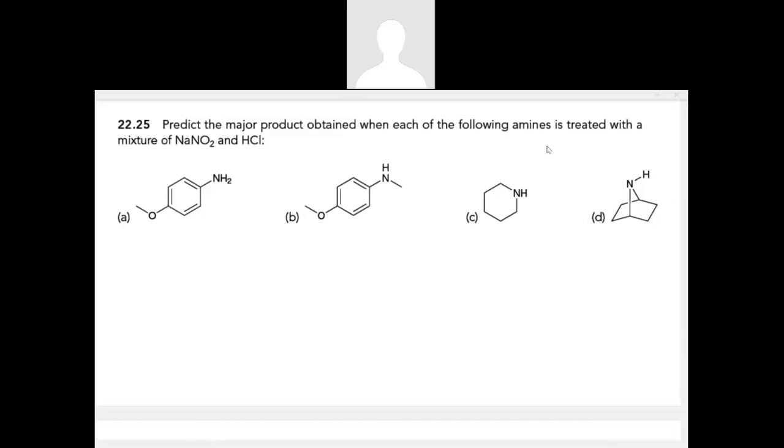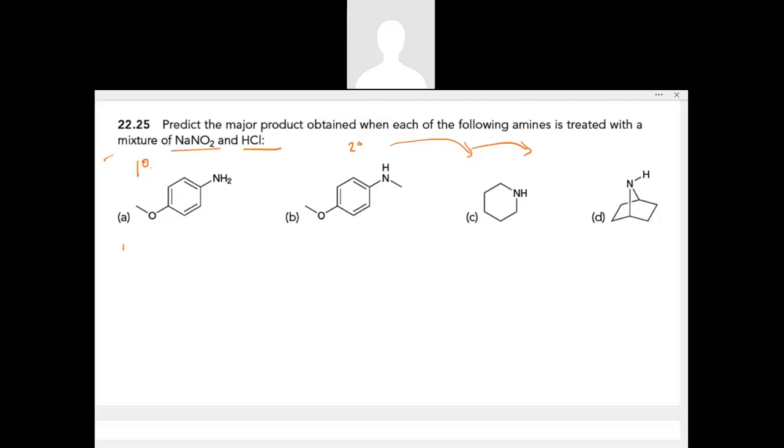For problem number 25 from chapter 22, we're asked to predict the major product obtained when each of these amines is treated with a mixture of sodium nitrite and hydrochloric acid. What happens when we subject a primary amine versus all three of these secondary amines to these reagents is that a primary amine undergoes what's called diazotization.